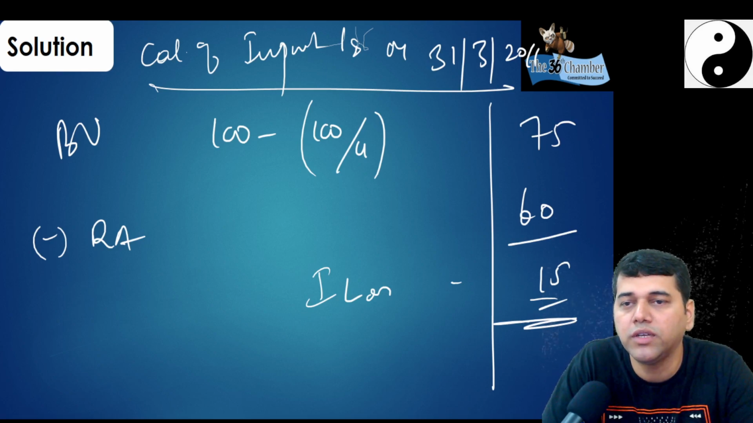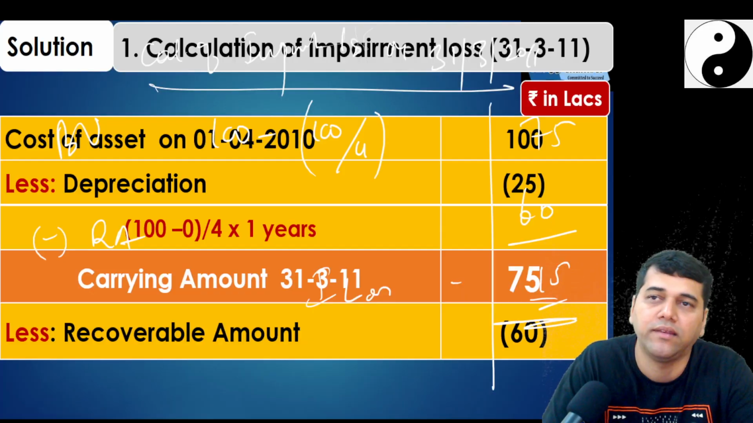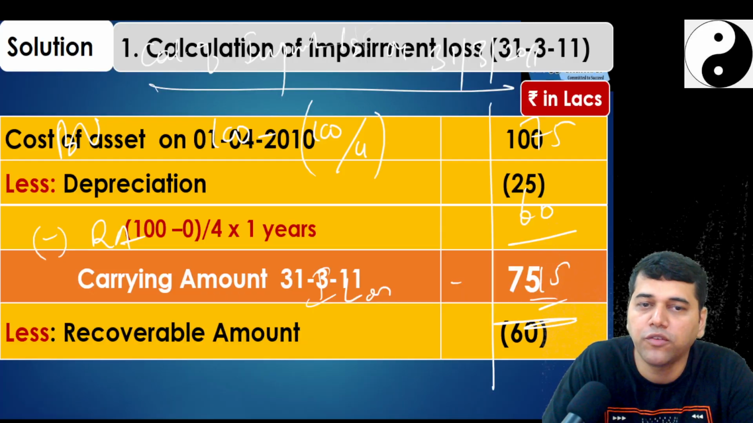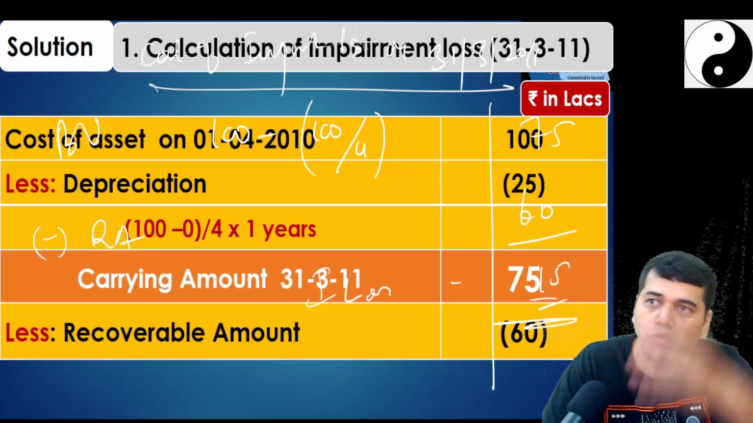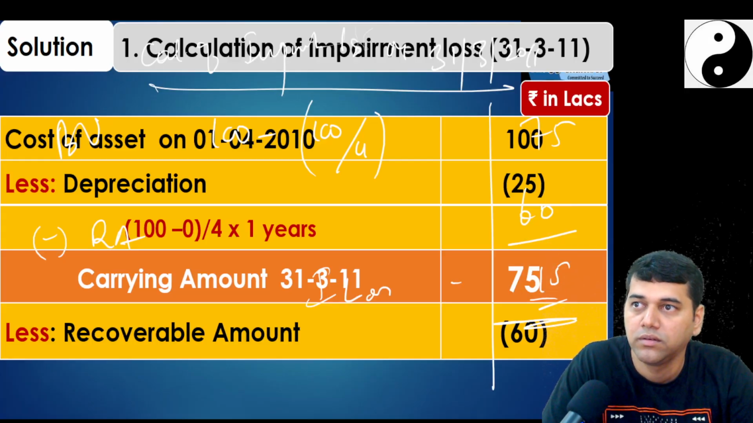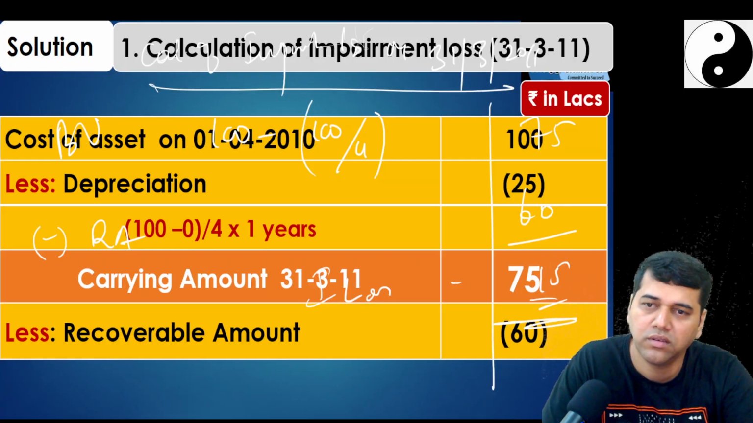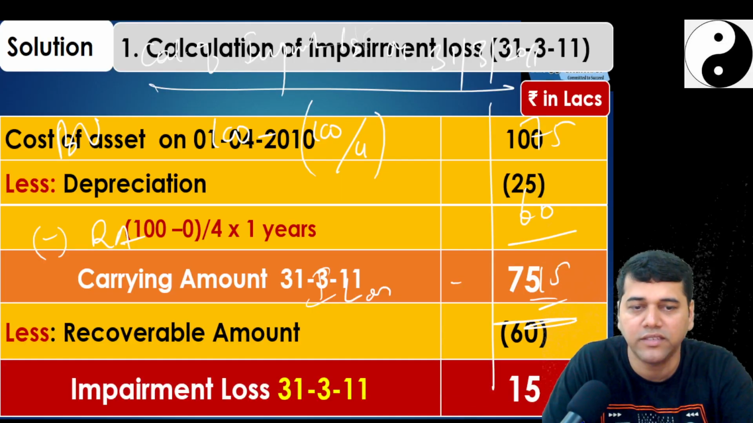Now I will go to the calculation of impairment loss for 31st March 2012. If you do it in tabular form, probably you may face this problem. How do you write the book value of 31st March 2012? Yeah, you can give it a try. You can practice it that way. You see whether that format suits you.